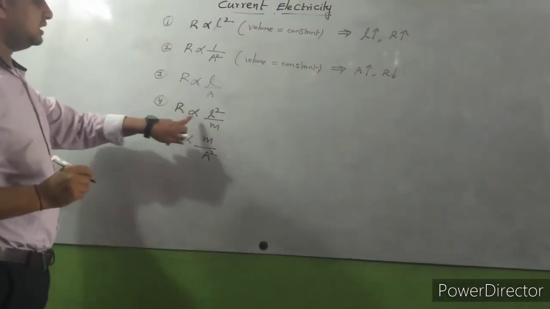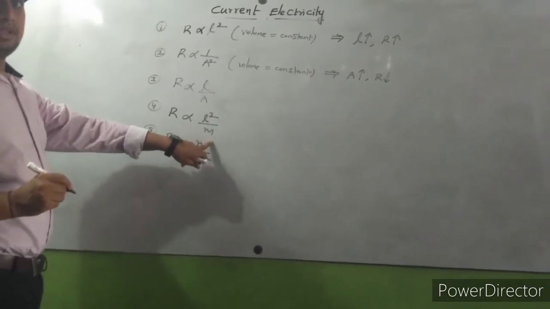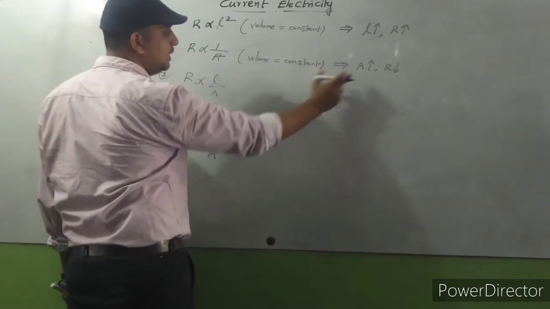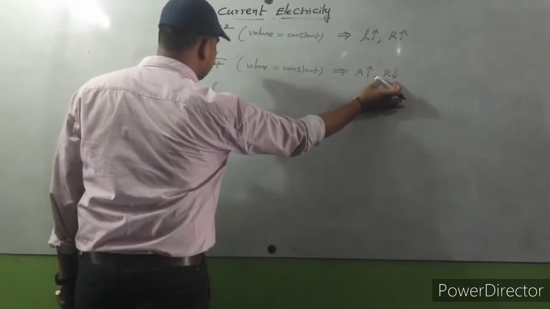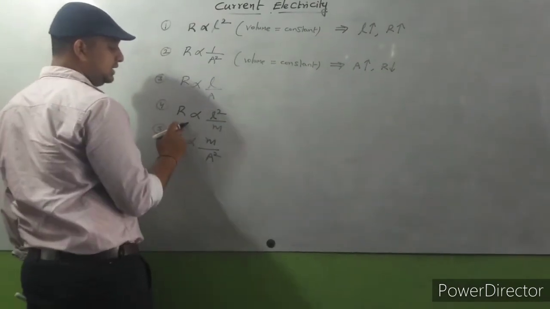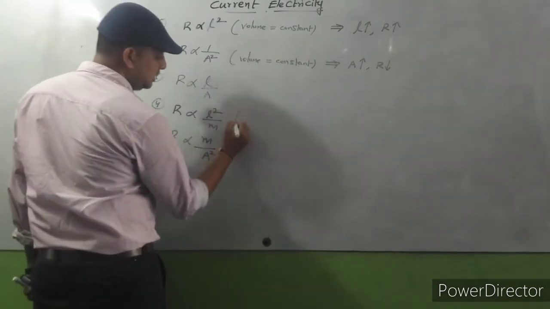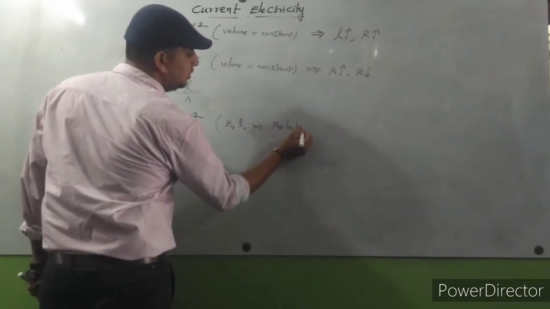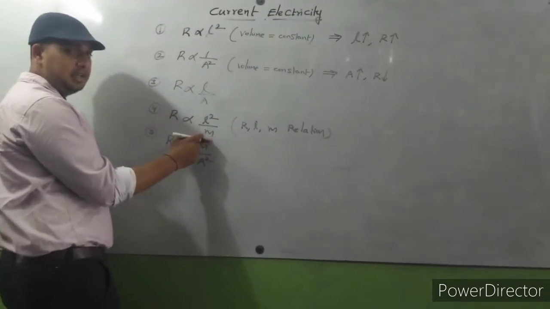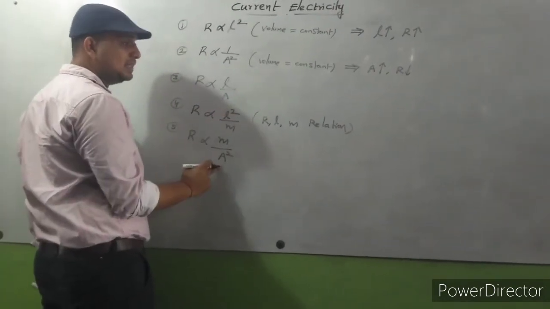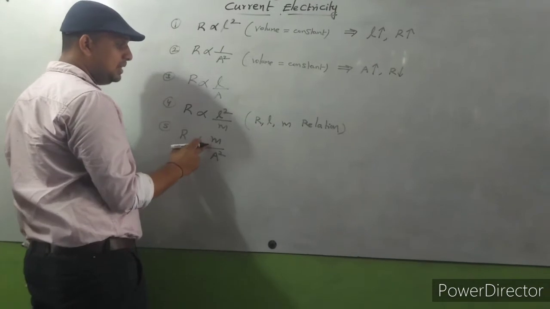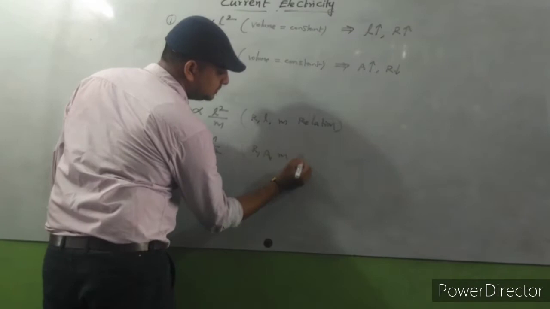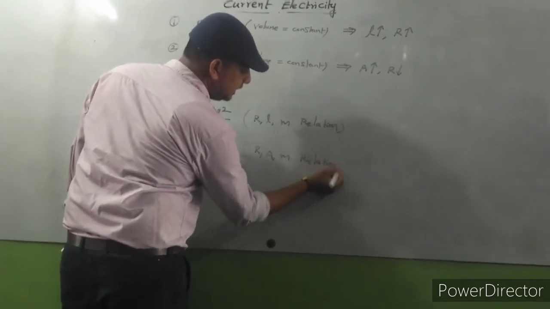Here resistance is directly proportional to L square by M. Resistance is inversely proportional to A square. Area increases means resistance decreases. From this, the resistance, length and mass relation, R, L, M relation. M means mass of the wire, L means length of the wire, A means area of cross section of wire. And the resistance, area and mass relation.